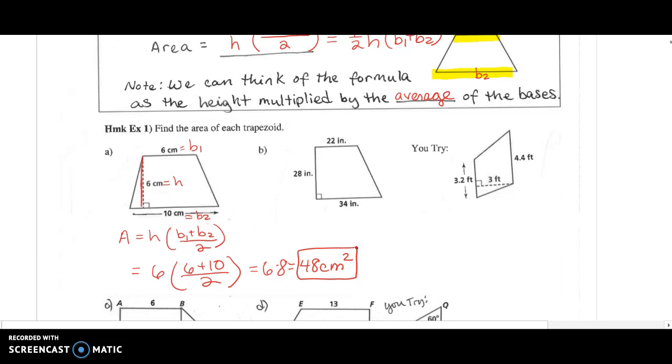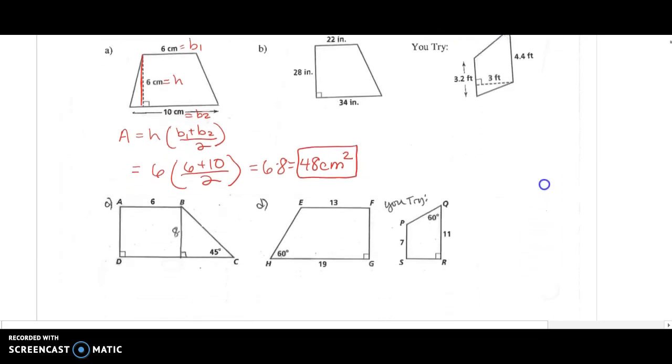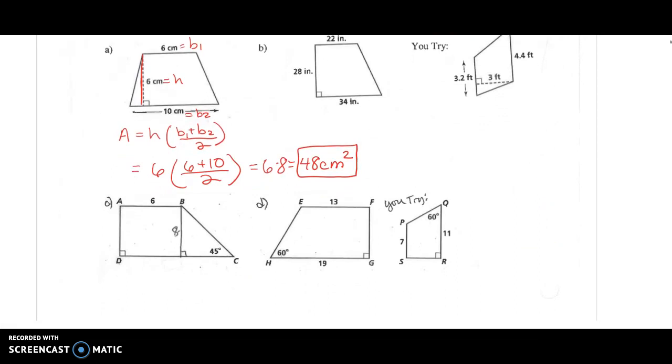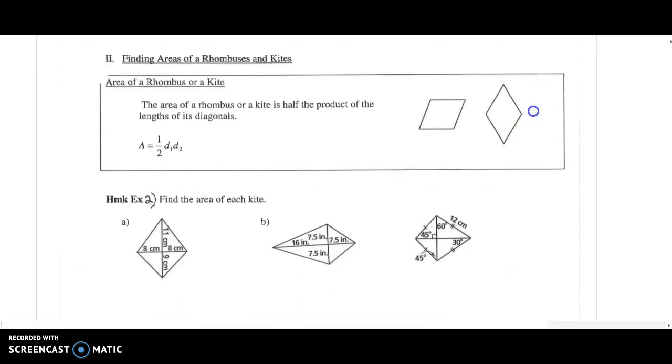I'm going to let you work through the rest of these examples in your groups and check your answers with the key. If you want to pause, go ahead. I'll tell you what, we'll just go on over here.